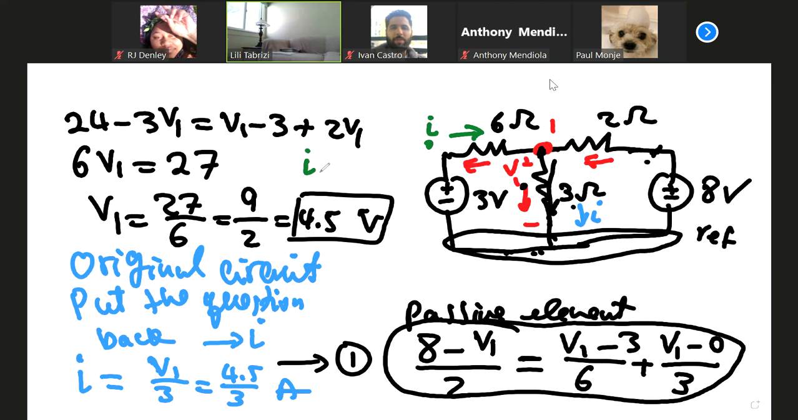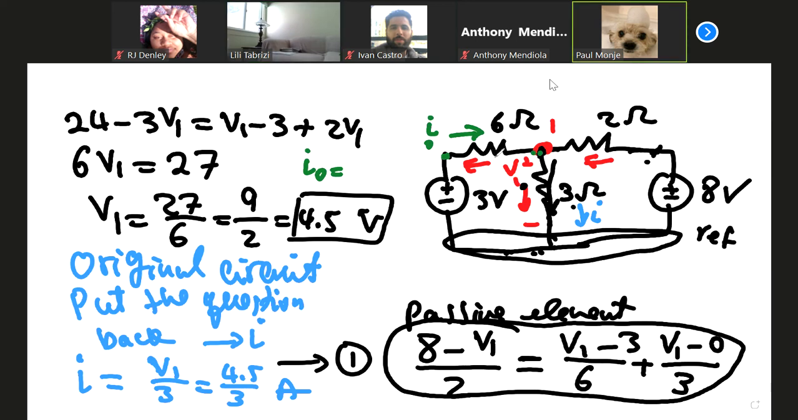If you want to answer this question: I0 is the current passing through the 6 ohm, going from 3 volt to V1. So how do you write I0? It'll be 4.5 over 6. Is the voltage across 6 ohms 4.5?